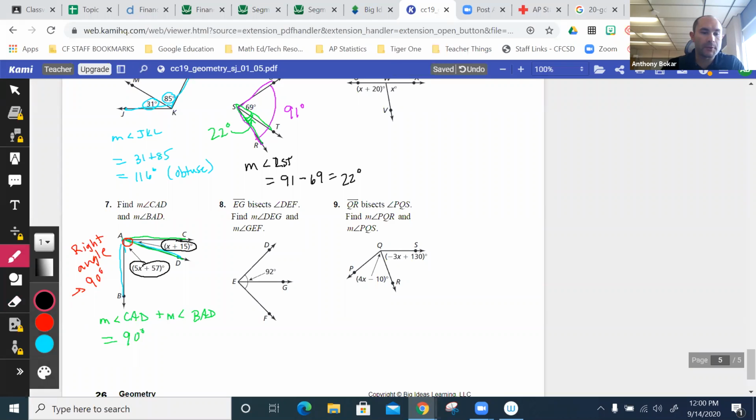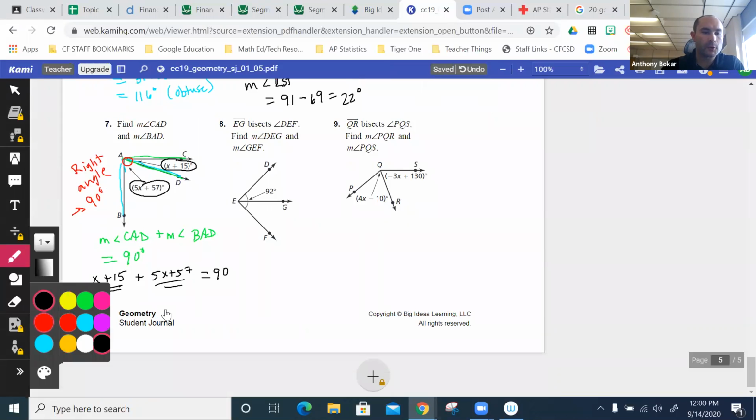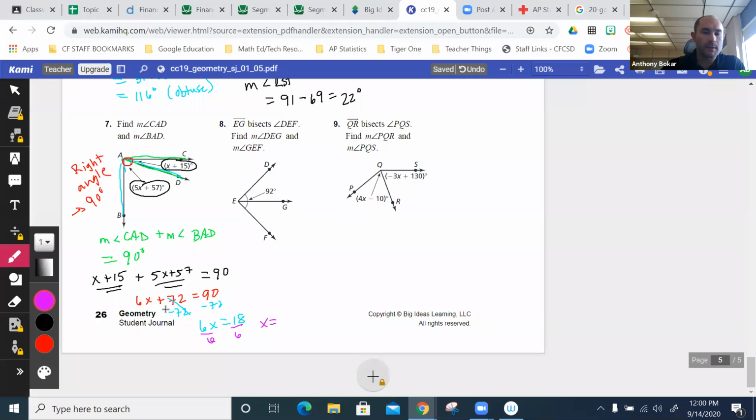So the measure of angle CAD is x plus 15. Then we're going to add that first one to 5x plus 57, and that is going to be equal to 90. We can go ahead and solve that equation, combine some like terms. So x and 5x makes 6x. 15 and 57 makes 72. To solve for x, you could subtract 72, and you get 6x equals 18. And if you divide by 6, you get x equals 3.